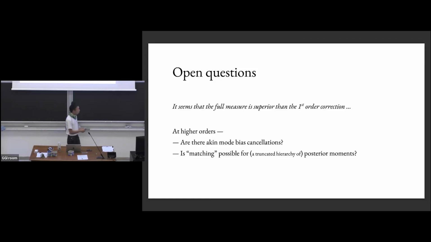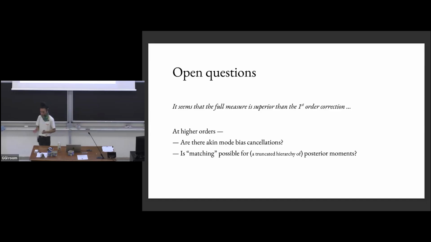So this leaves us with some open questions, especially since we have seen in numerical experiments that the full measure is superior to the first order correction that we have calculated. And this is true for all the numerical experiments that we did. Yet it would be good to have some kind of mathematical evidence that using this full measure always plays in favor of minimizing those prior volume effects. And so the question I would ask is, at those higher orders, is matching possible for a certain truncated hierarchy of posterior moments? As we have learned, posterior quantiles can't be matched at higher orders, but maybe if we lower our criteria, this is possible.